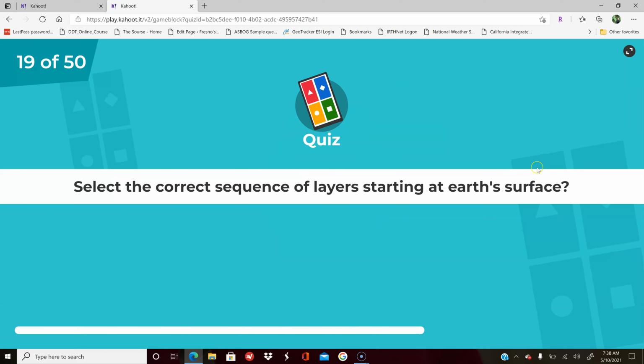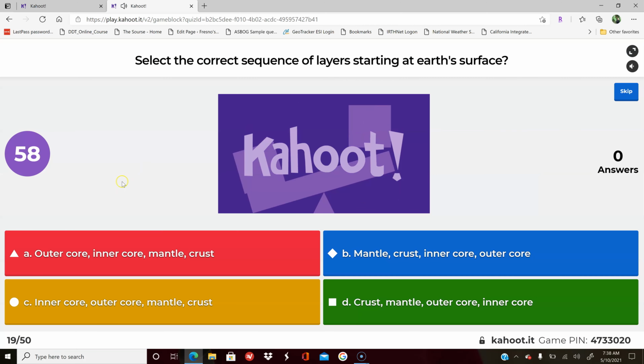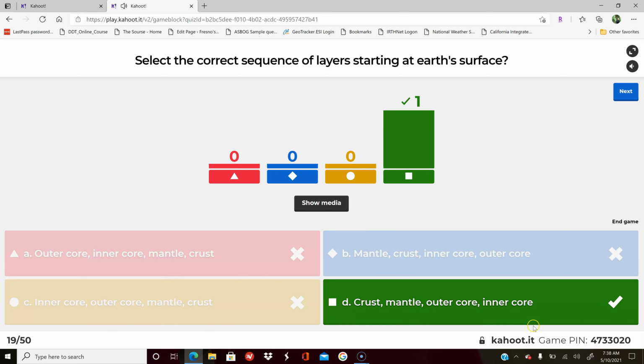Select the correct sequence of layers starting at Earth's surface. So is it outer core, inner core, mantle, crust; inner core, outer core, mantle, crust; inner core, outer core; or crust, mantle, outer core, inner core? That would be D. So we're starting at the Earth's surface, which means that crust has to come first, and this is the only one that does. So it's crust, then mantle, then outer core, then inner core.